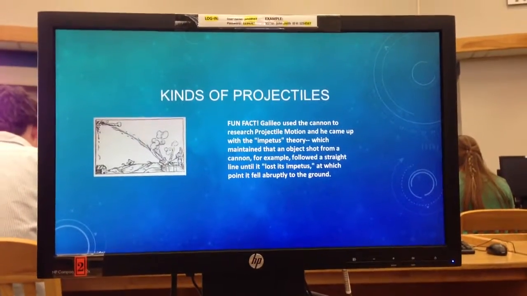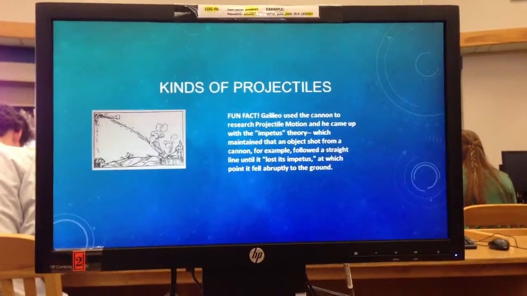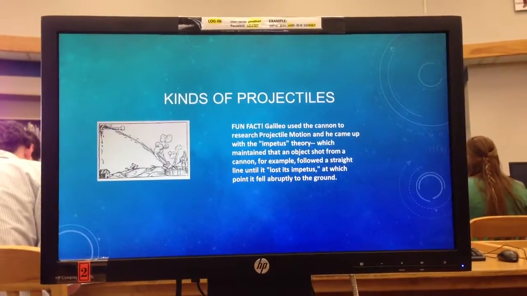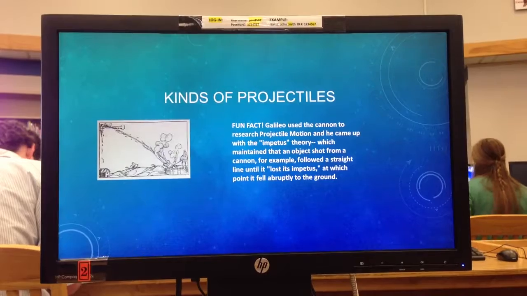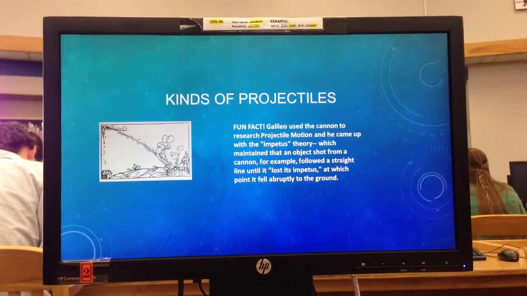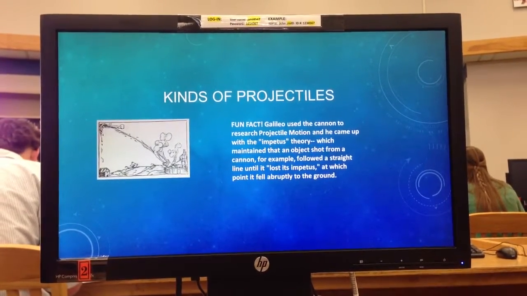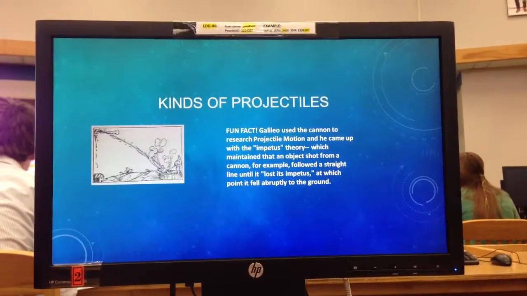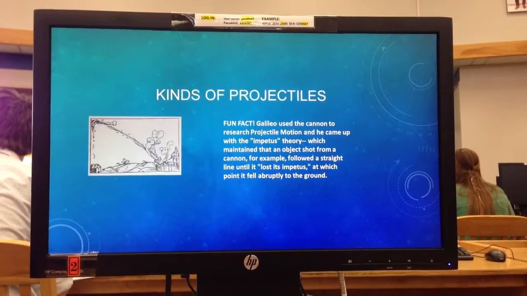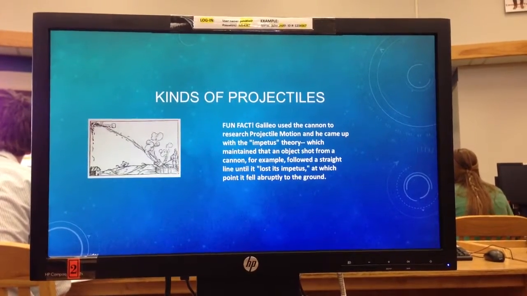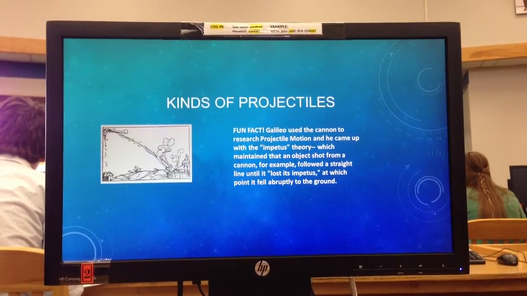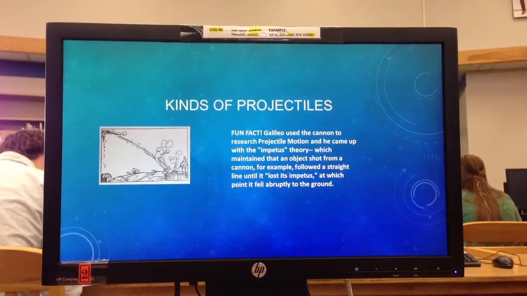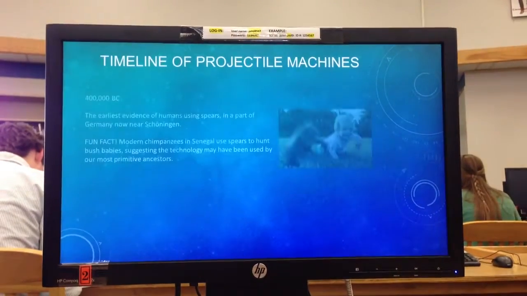A fun fact about projectiles is that Galileo used the cannon, which is a projectile, to research projectile motion, and he came up with the impetus theory, which maintained that an object shot from a cannon, for example, followed a straight line until it lost its impetus, at which point it fell abruptly to the ground. Of course, this theory is slightly incorrect, and with more observations they discovered that when something is shot in projectile motion, it goes in a parabolic motion instead of a straight line. But it's a little interesting that that was what he first believed was projectile motion.